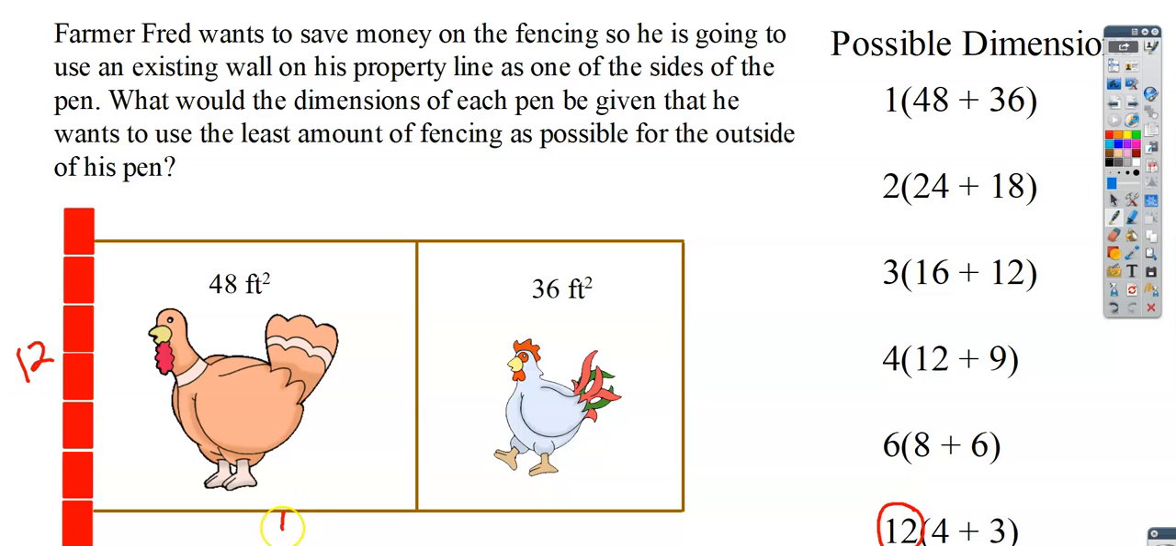I do 12 and 4 plus 3. So 12 times 4 is 48, 12 times 3 is 36. That means this side's 3, this side's 4, this side's 12. So now I only need 7 plus 7 is 14, plus 12 is 26. I only need 26 feet to cover the fence. And this one was over 140. So, and then that 12, that's interesting.